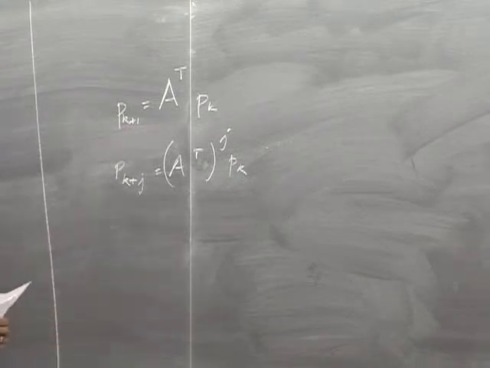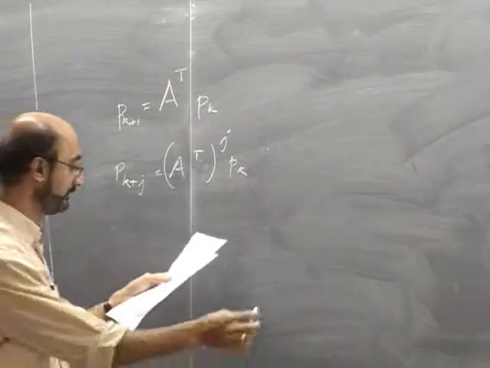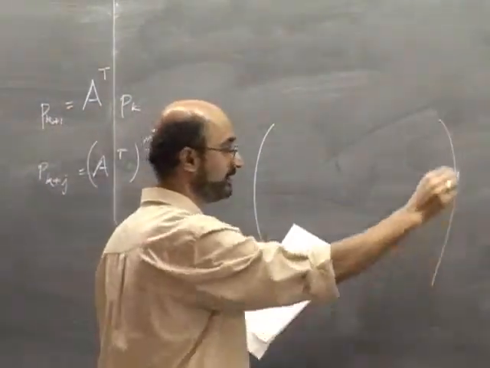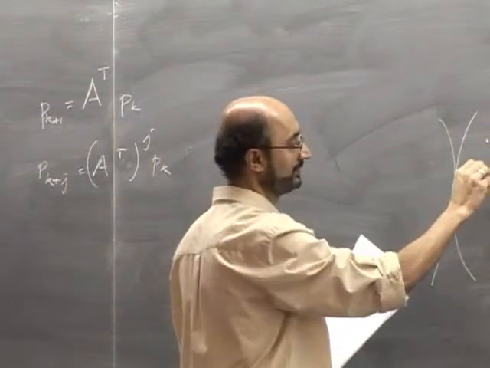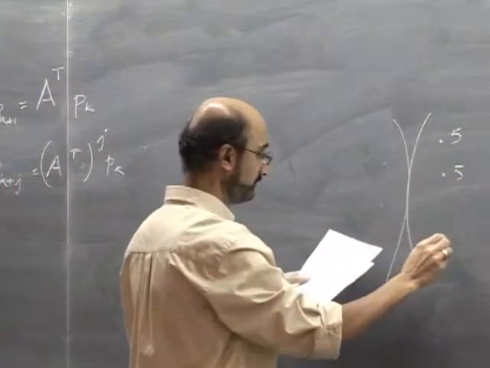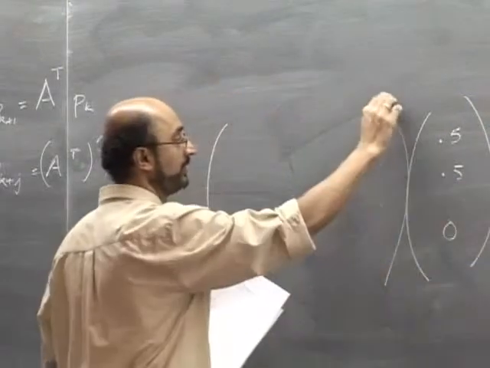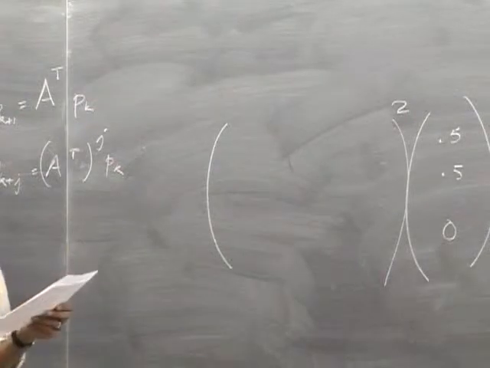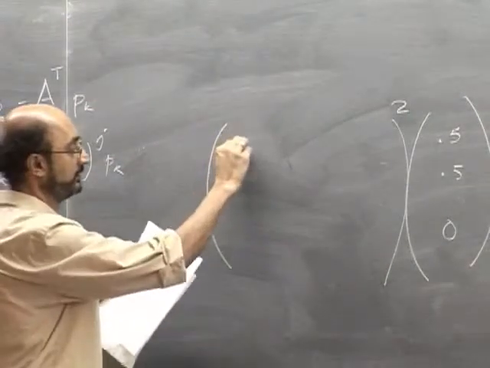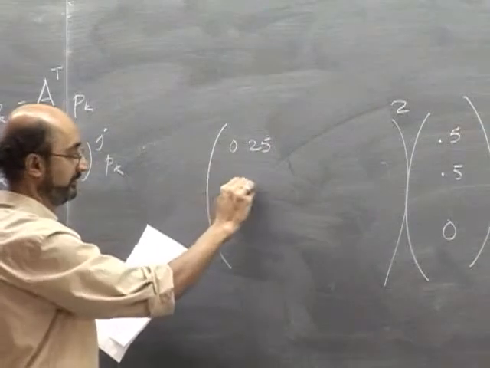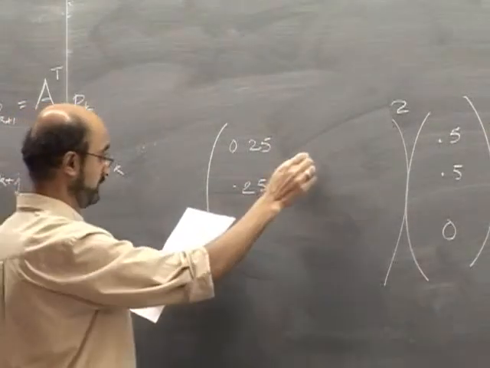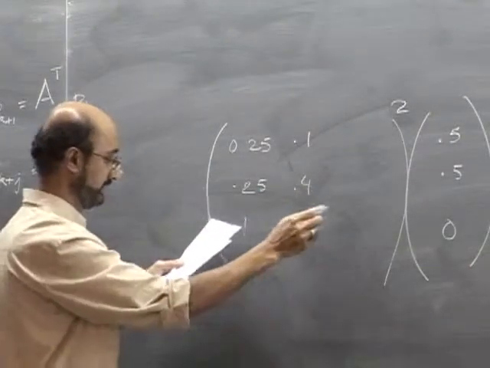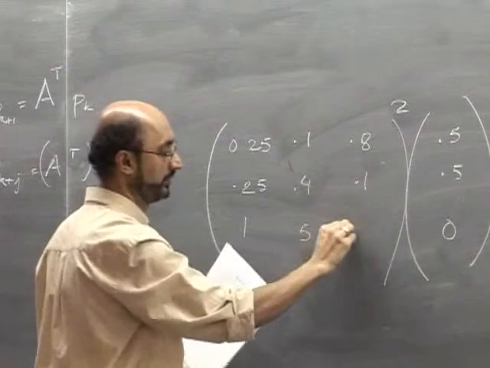Okay, and so in the homework question, if we wanted to compute this one, we're starting with the state. Let me just write the initial state. The initial state is probability 0.5 of being in state 1, 0.5 of being in state 2, and 0 of being in state 3. What we need to do is apply the transpose of the transition matrix twice. And that one would be 0.25, 0.25, 1, 0.1, 0.4, 0.5, and then 0.8, 0.1, 0.1.